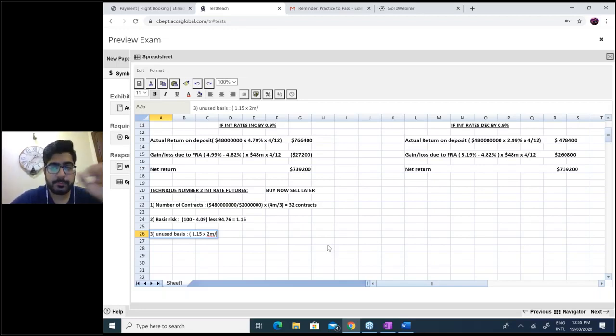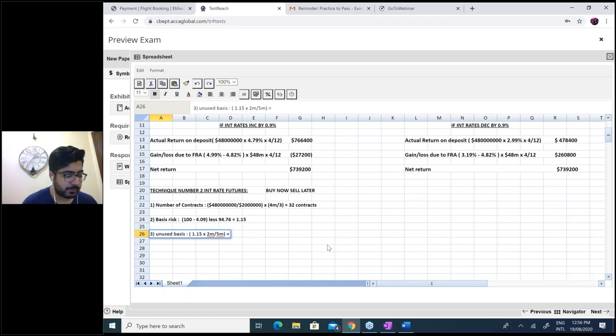What is the date today? Today's date is 1st November. And you took a future of 30th March. Count the months. 1st November, 1st December, 1 month. 1st January, 2 months. 1st February, 3 months. 1st March, 4 months. And 30th March, 5 months. So total months are 5.